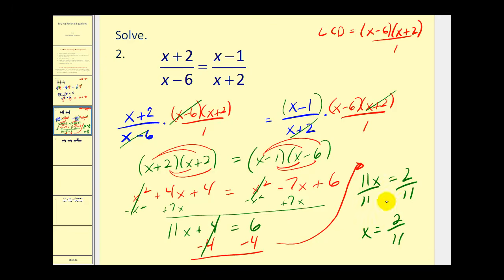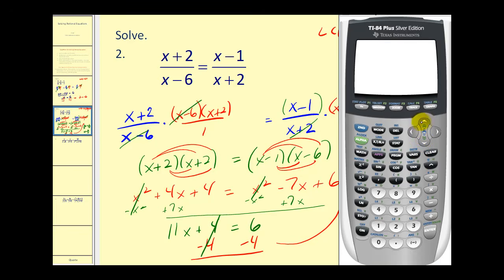Remember, the guidelines did say check our solutions, but really what we're checking for is x can never equal 6 or negative 2 because it would make these denominators equal to 0 and therefore undefined. So x equals 2 11ths, we'll assume it checks. However, let's go ahead and check this one on the graphing calculator.